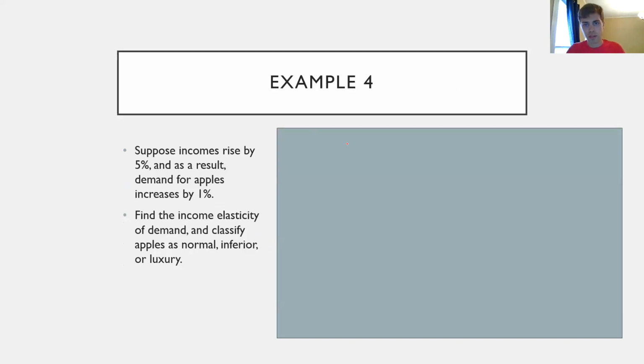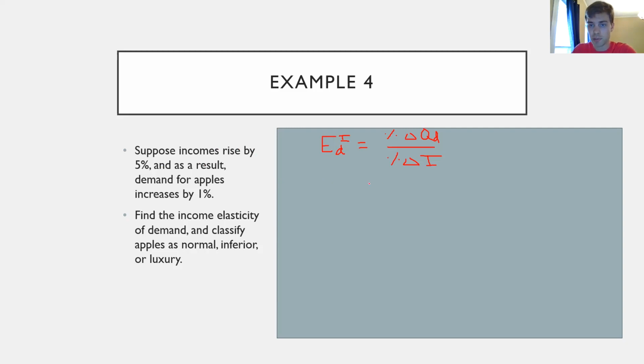So we can do an example with income elasticity of demand. Suppose incomes rise by 5%, and as a result, demand for apples increases by 1%. So we can find the elasticity of demand here, and then classify apples as a normal, inferior, or a luxury good. Remember, income elasticity of demand is equal to the percent change in quantity demanded over our percent change in income, right?